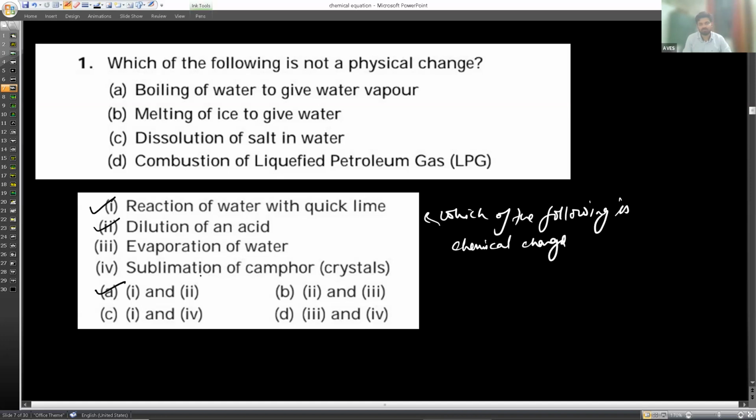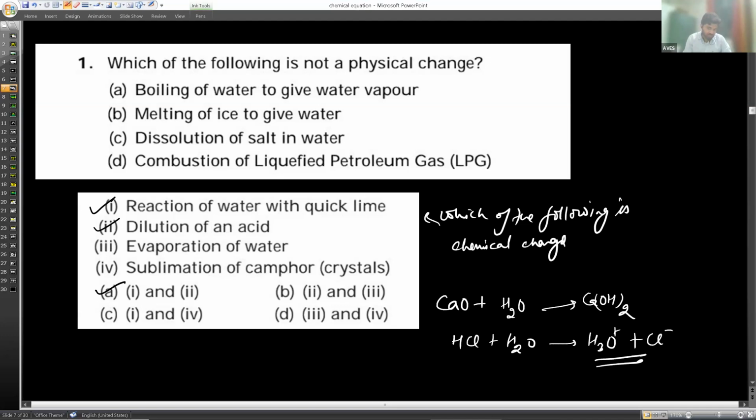Why? Because quicklime is actually calcium oxide. When calcium oxide reacts with water, it gives you calcium hydroxide. That is a chemical change. With the dilution of acids, you will learn that when acid is added to water, it dissociates into ions. Acids only show their acidic properties after the change, not before. There is a difference in the property before and after they are added to water.